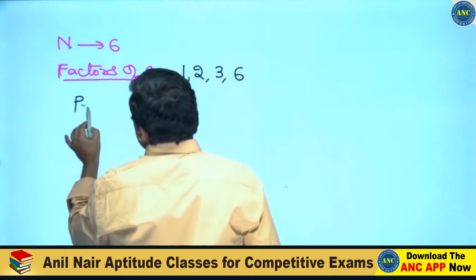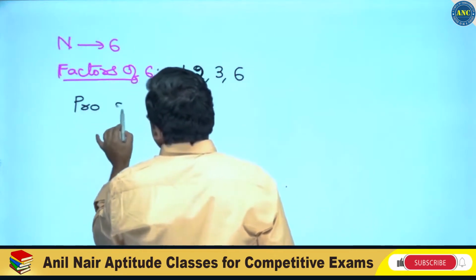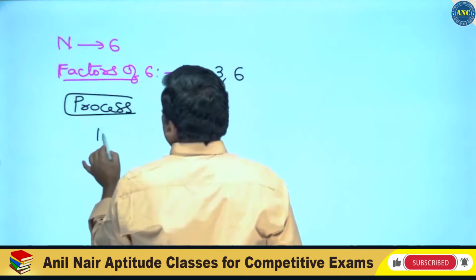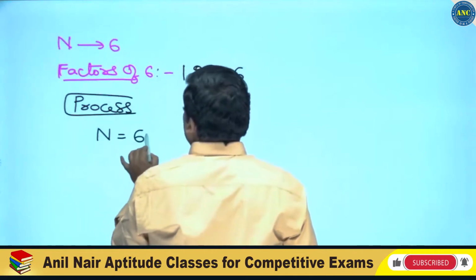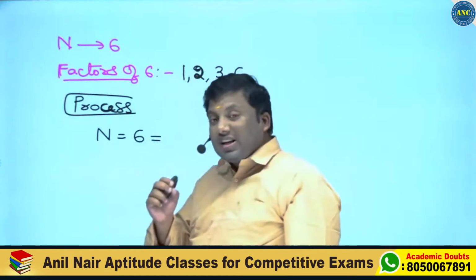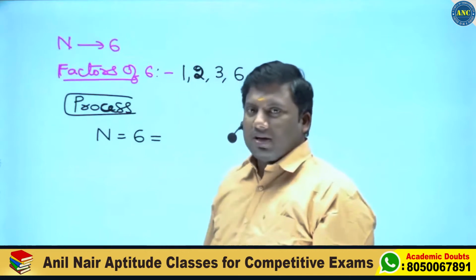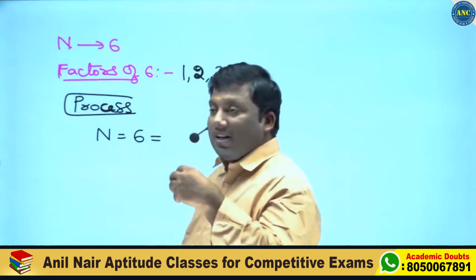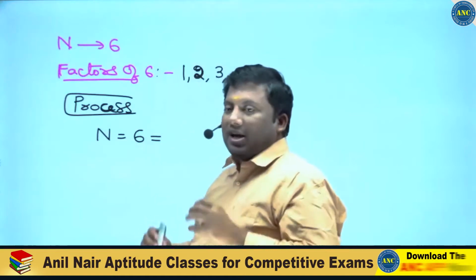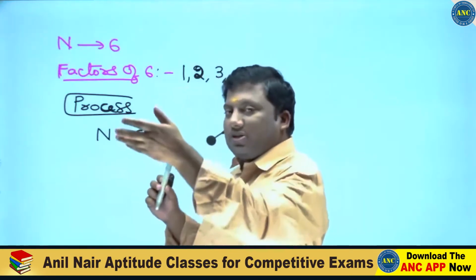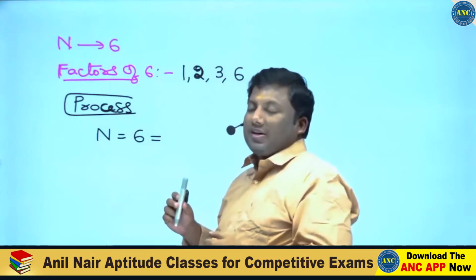What is the process to find the number of factors for a given number? The given number is 6. 6 is a composite number. Every composite number is derived from prime numbers. Prime numbers are the basic numbers.